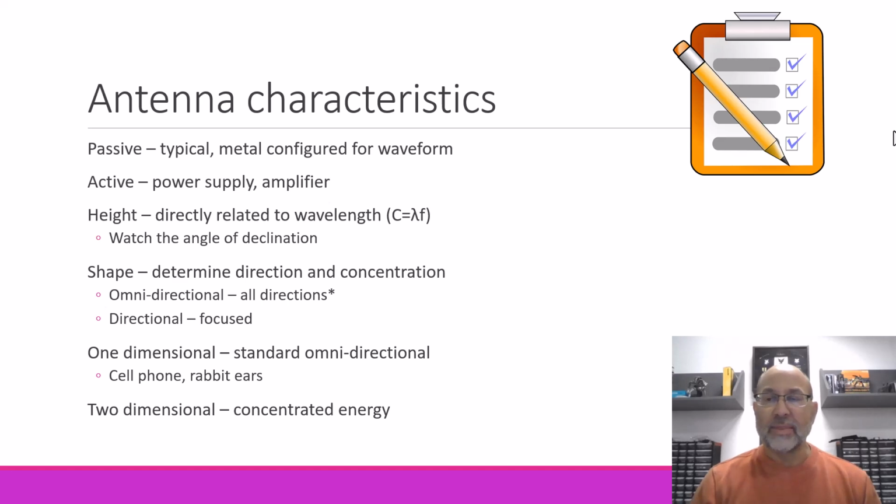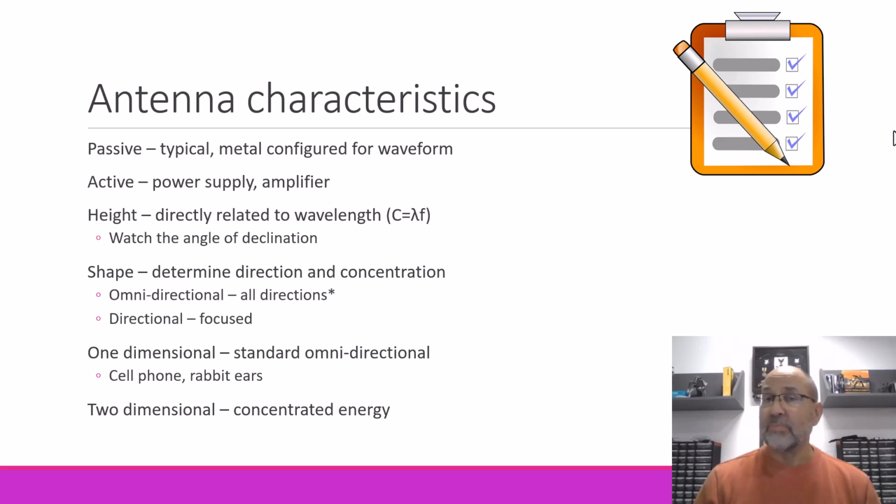And then we've got things like the shape of the antenna. We have whether or not your antenna is one-dimensional or designed to propagate in 2 dimensions. So we want to concentrate the energy in some way. Most of the antennas that you see today are what we call one-dimensional antennas, omnidirectional, and so we're not focusing the energy in any particular place.